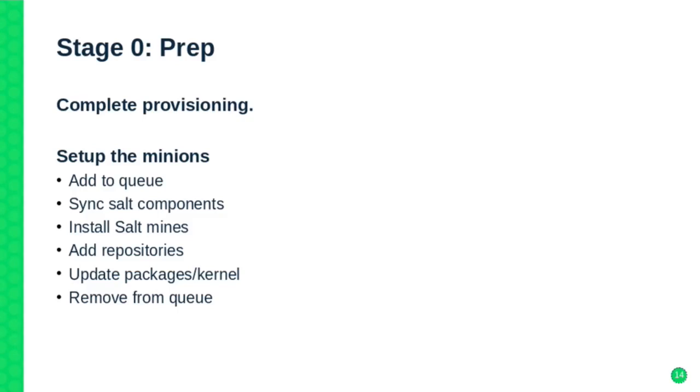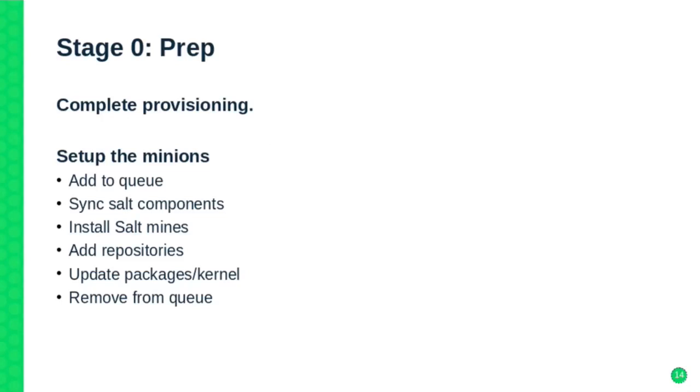There's a couple pieces added here that are slightly different. There's a queue created for that minion to effectively put its name in the queue, and then at the very tail end of the process, take its name from the queue. And that's how I'm able to connect stage 0 to stage 1 for automation for those who are interested in it. Behind the scenes, it's using the salt reactor. But it does the same thing as far as syncs the salt components.